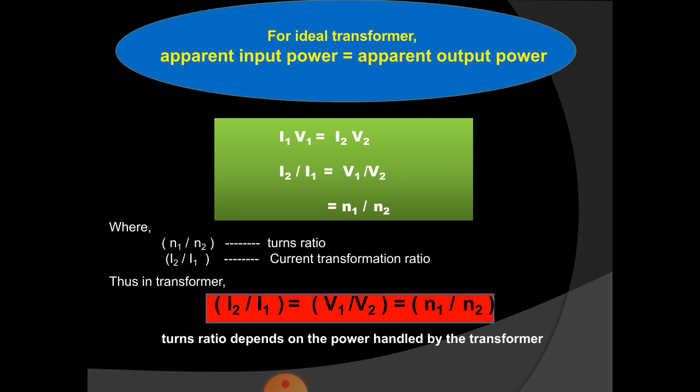Thus, in the transformer, the ratio I2 by I1 is equal to V1 by V2, which is equal to N1 by N2. So, the turns ratio of the transformer depends on the power handled by the transformer.